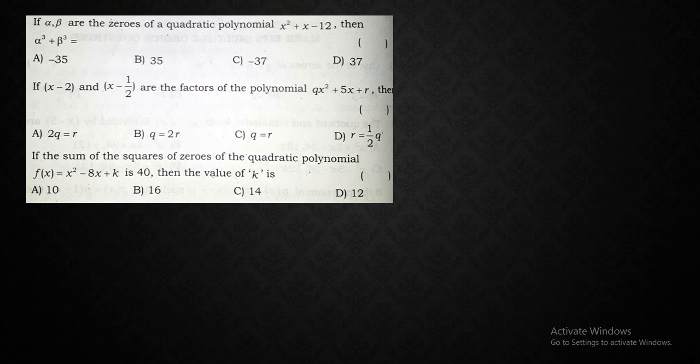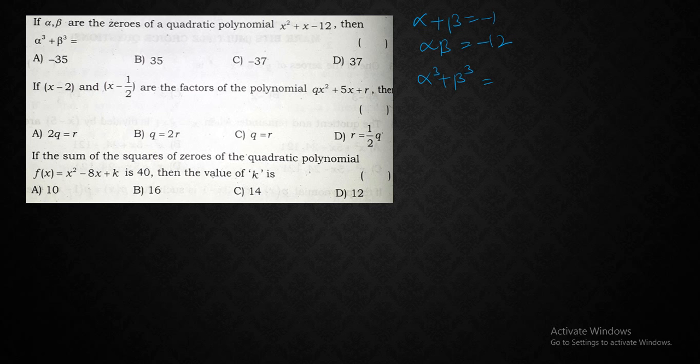Next, moving on to one more question. If alpha, beta are the zeros of this particular polynomial, then alpha plus beta is equal to minus 1, and alpha into beta is equal to minus 12. Now what did he ask? Alpha cube plus beta cube.